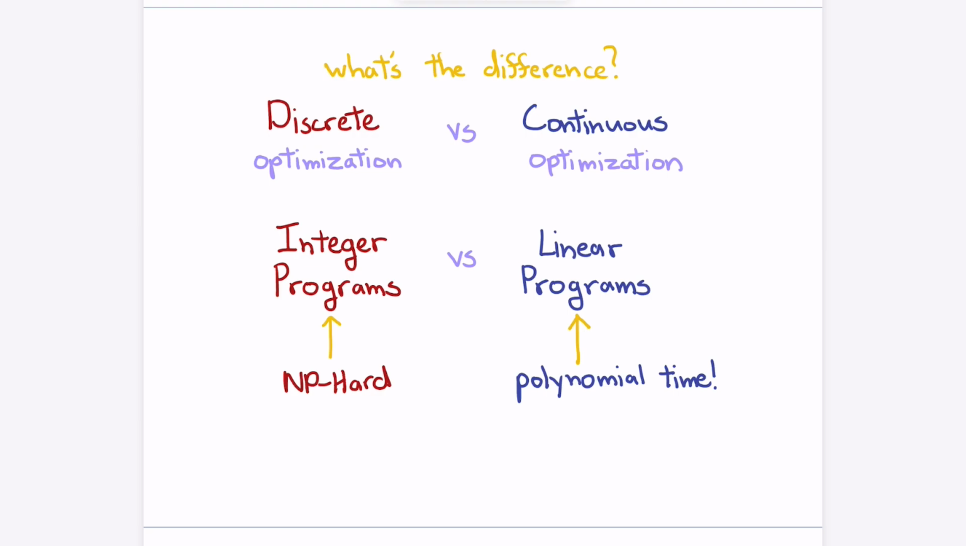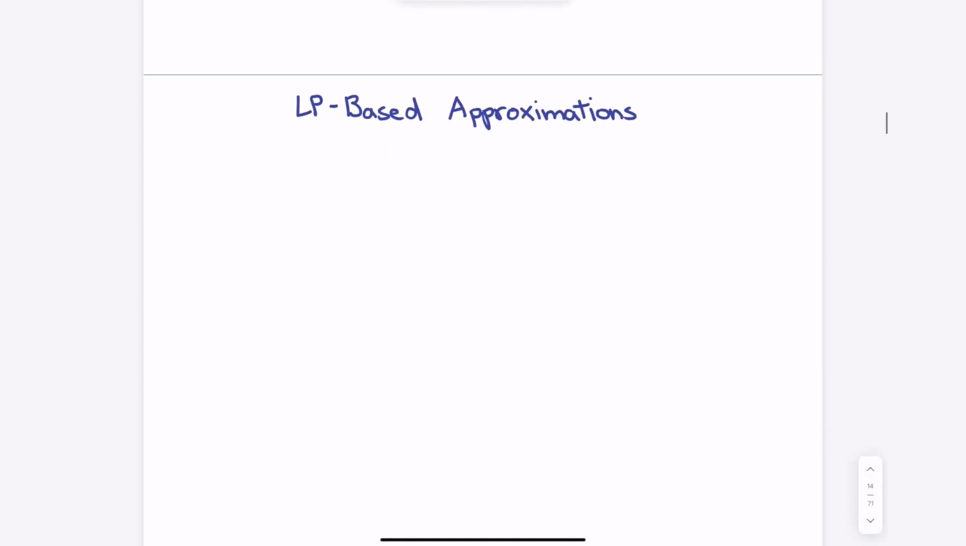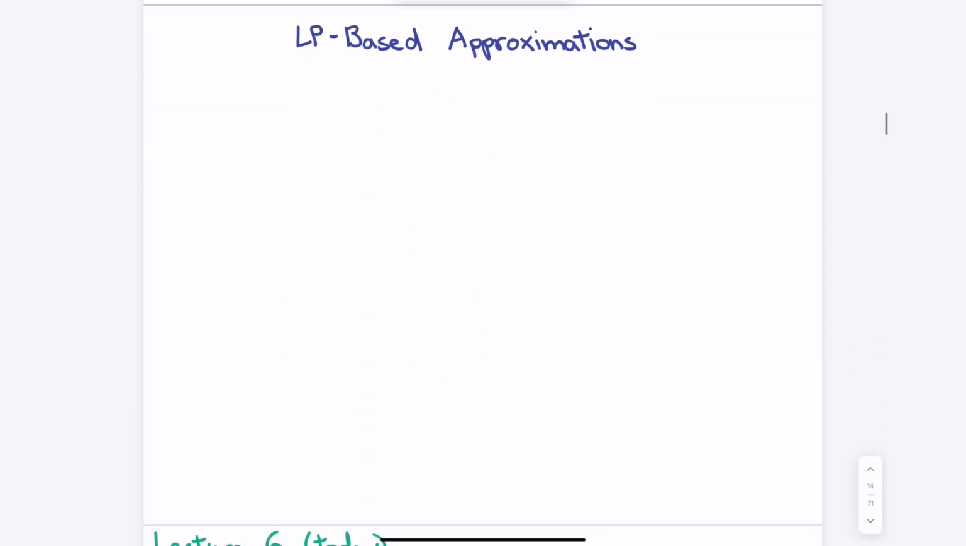Okay. Today, since linear programs obviously look very similar to integer programs, the high level question is, can we use linear programs to help us out? We won't solve integer programs exactly because it's NP hard, but maybe it can help us approximate integer programs. So this is called LP-based approximations.